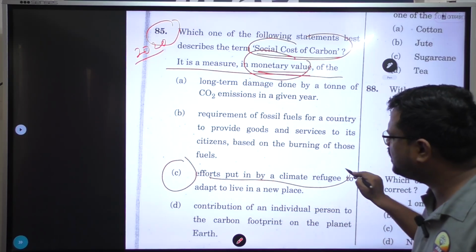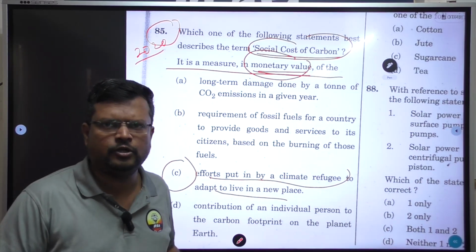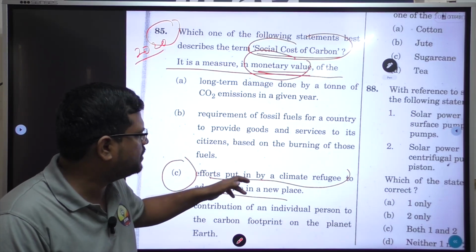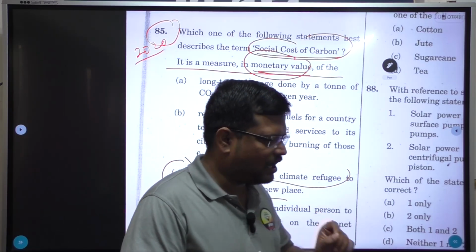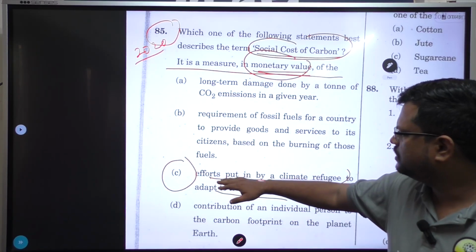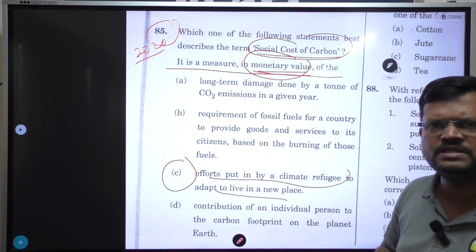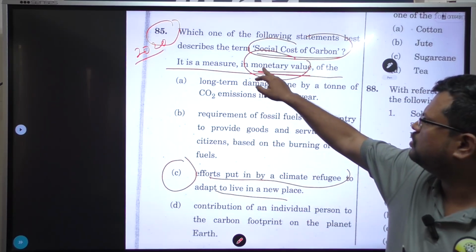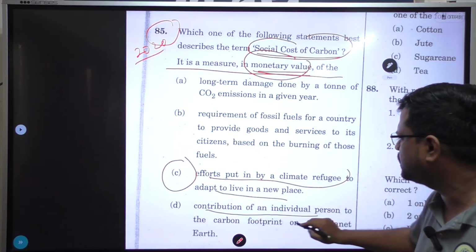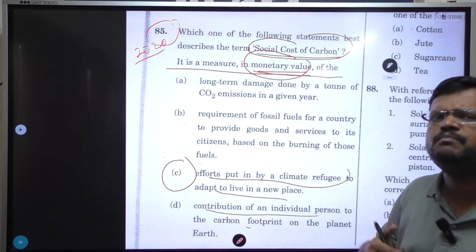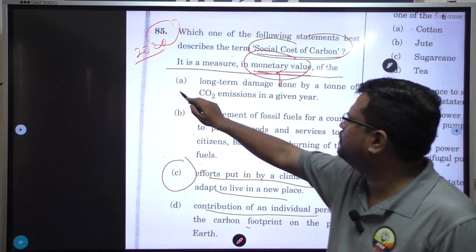So see option C. Efforts put in by a climate refugee to adapt to live in a new place. How do you generate monetary value or put these efforts put in by a climate refugee in monetary terms? It means I have done effort of so many lakh rupees to adapt to live in a new place, which is very difficult to translate into monetary value. Then contribution of an individual person to the carbon footprint on the planet Earth, again a bit difficult to put in monetary value. So I am left with options A and B.